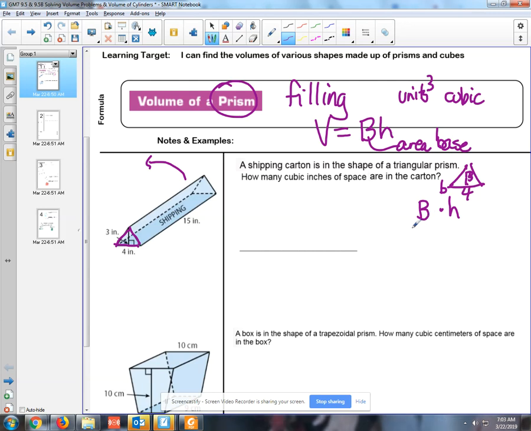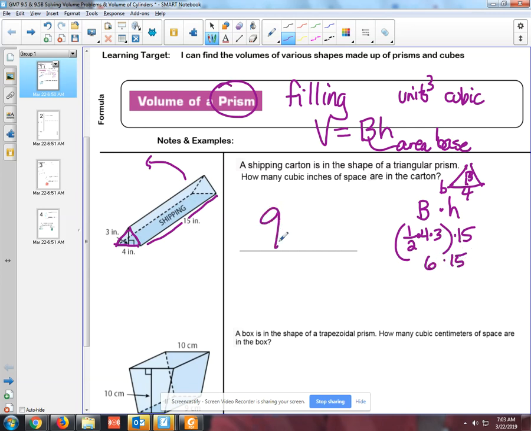The base is a triangle, and that formula says 1/2 times the triangle base times the triangle's height, or sometimes people say the triangle's base times height divided by 2. And then the height of this carton is this dimension, which is 15. And then crank this out. 1/2 of 4 is 2. 2 times 3 is 6. 6 times 15 gives us a number of 90. 90 cubic inches is what that container can hold.